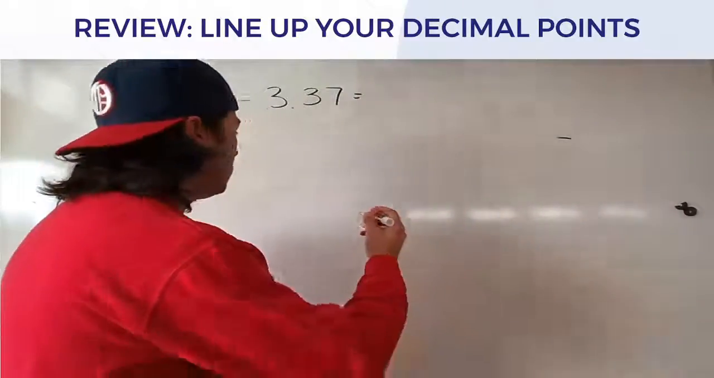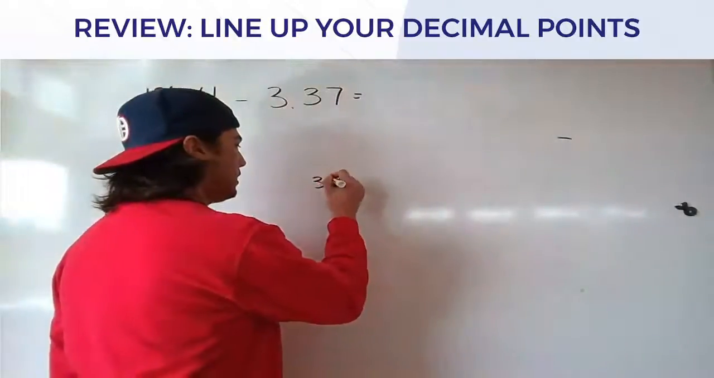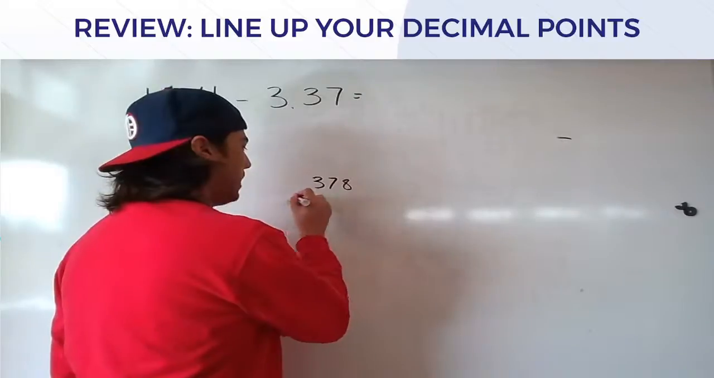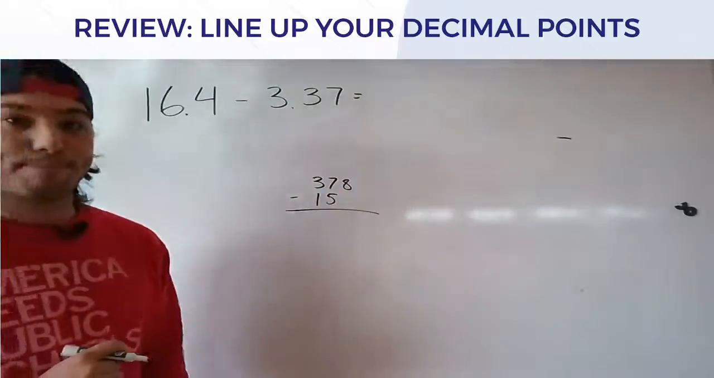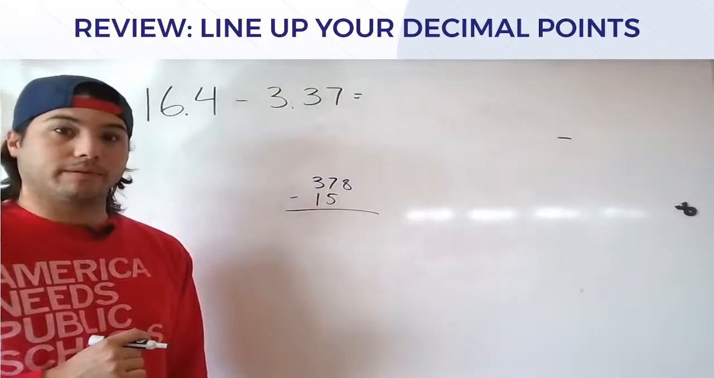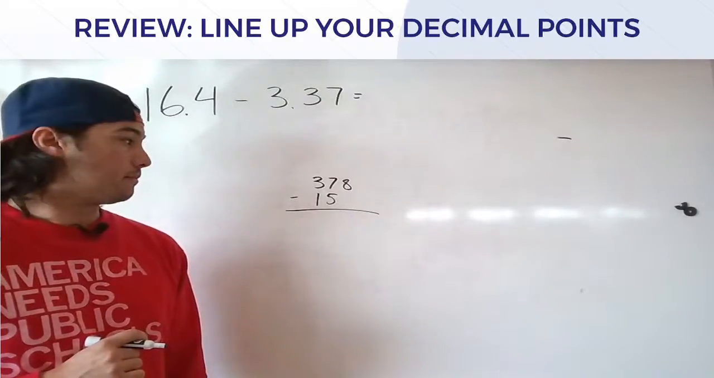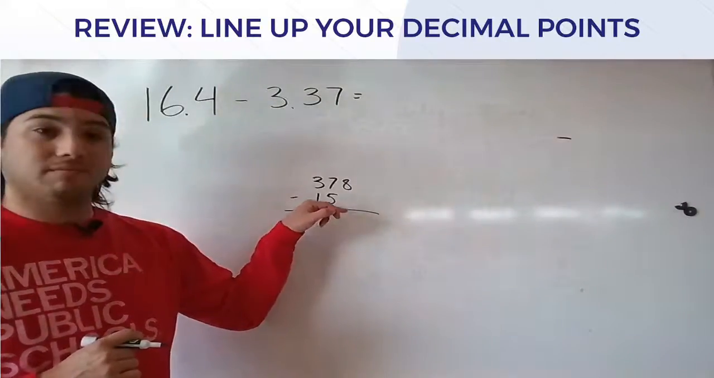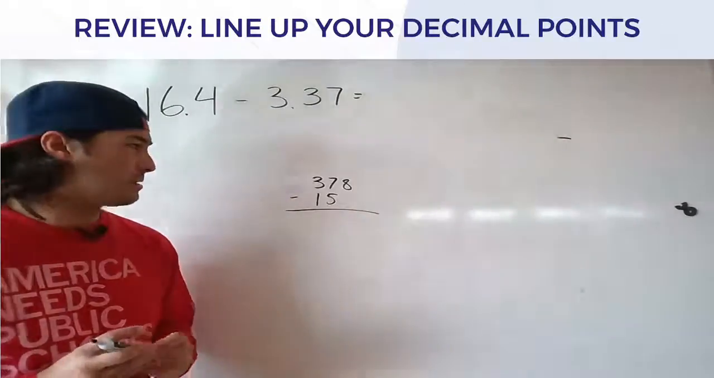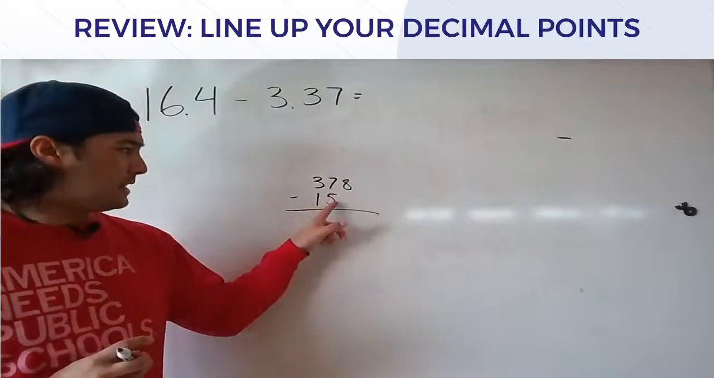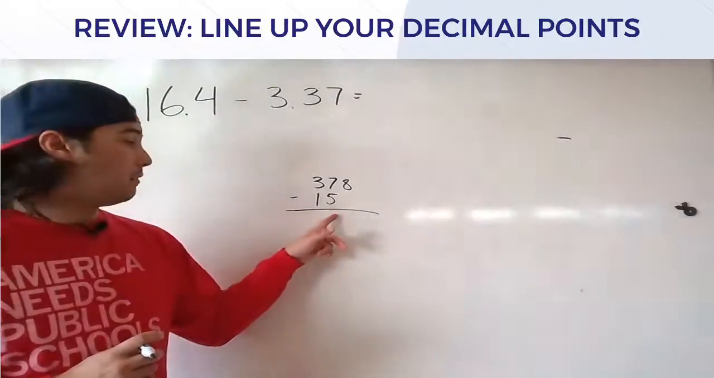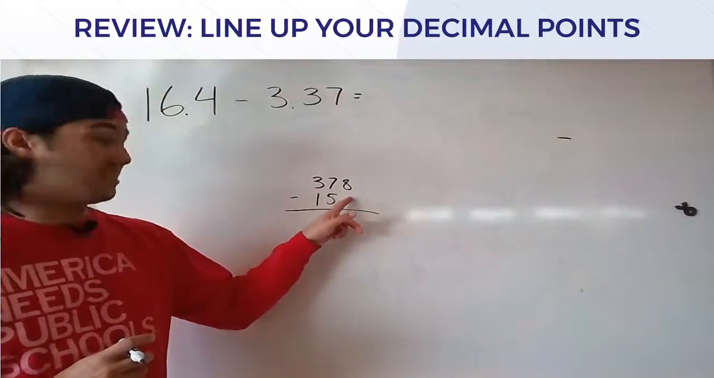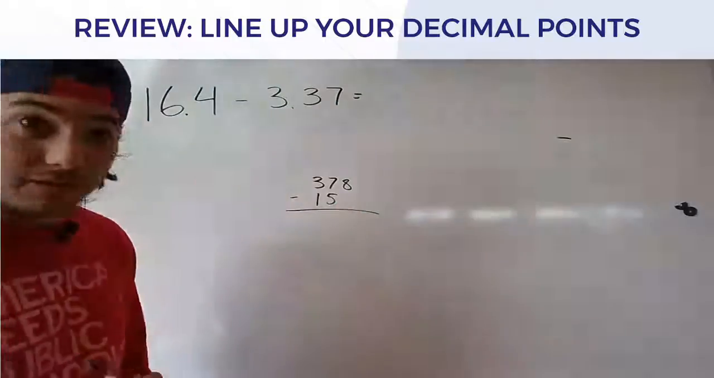Just like we can't do 378 minus 15 like that. What's the problem there? Right? This isn't 15 because we don't have it in the right place. 15 has 1 in the tens and 5 in the ones. This has 1 in the hundreds and 5 in the tens. So really, this is actually 150, which is a much different number from 15.